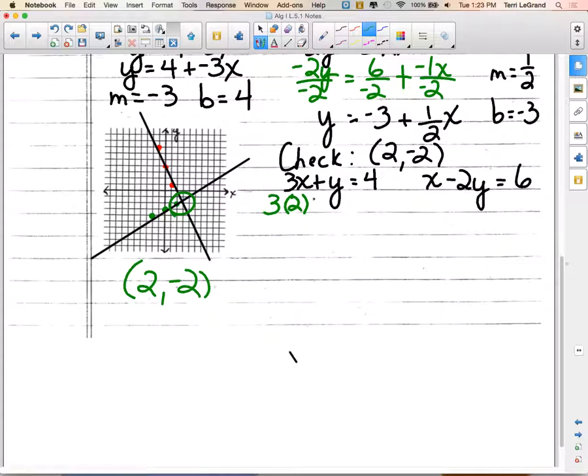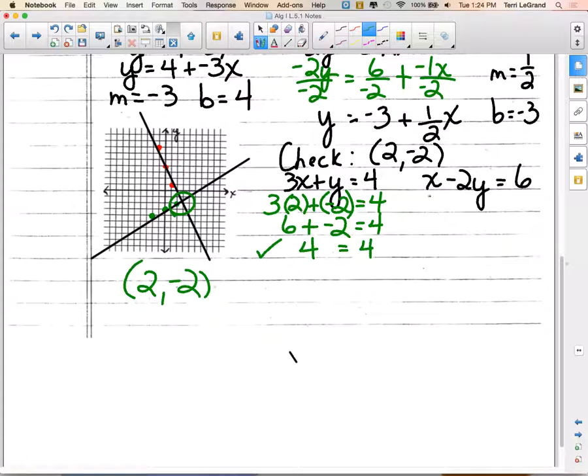So 2 is going in for x, negative 2 is going in for y. Going from that to 4 equals 4 would not be called a check problem. 3 times 2 is 6. We have 6 plus negative 2 now. We're still not done. 6 plus negative 2 is 4. Now we can say we're done with that one. It does check out in that one.